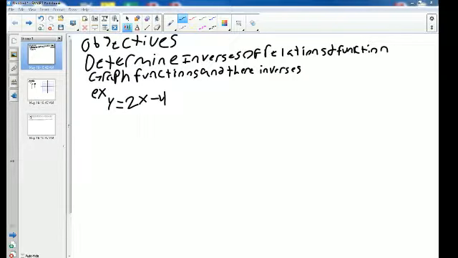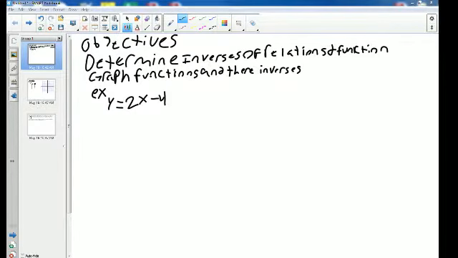Hello everybody, I'm Hunter. Today our lesson will be lesson 3.4, finding the inverse of functions and relations. The objectives in this lesson are 1, finding the inverses of functions and relations, and 2, being able to graph them. To start out, let's do just a simple one.